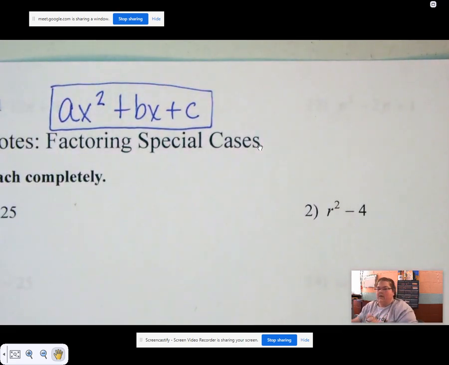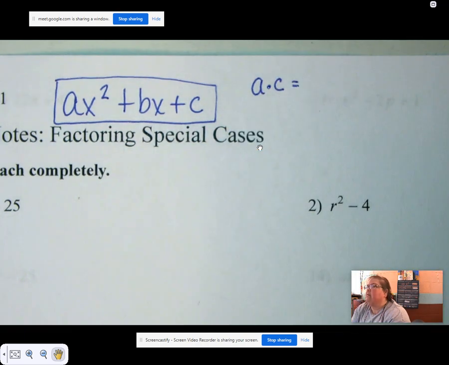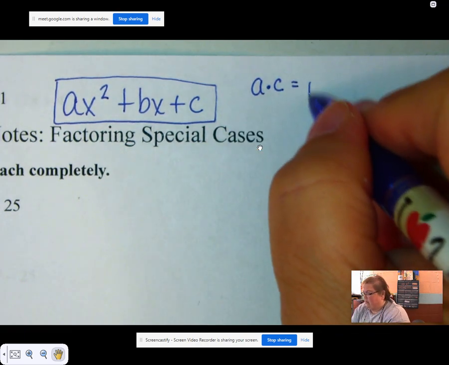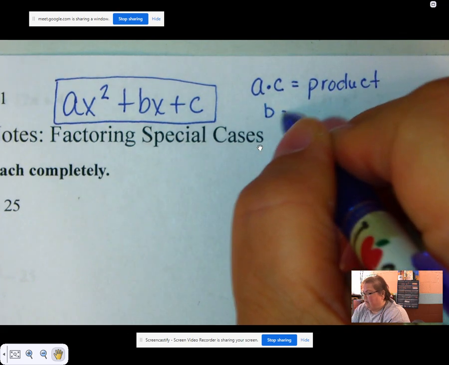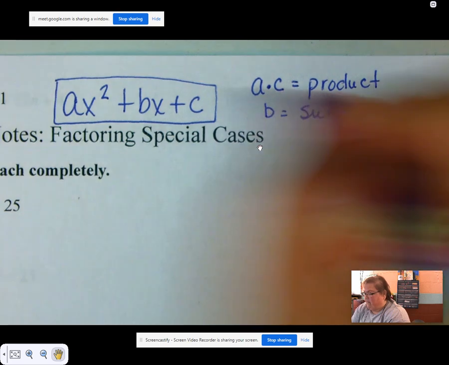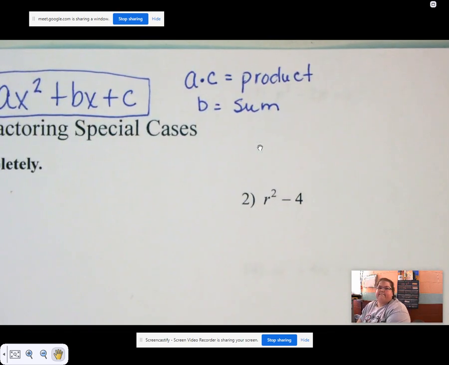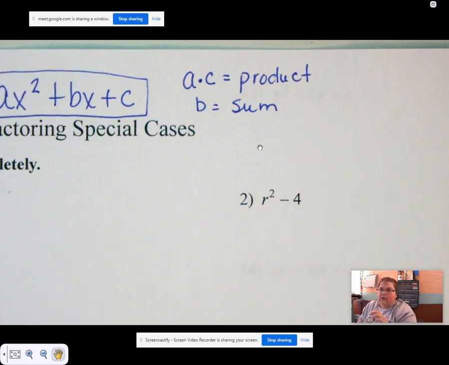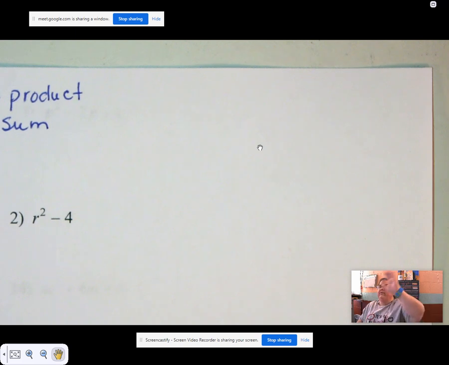All right? And then what does a times c give me? Product. And what is b? The sum. Okay. Just a couple of little notes to self here. Okay. So you have copies of the big notes from day one and day two of factoring, where a equals one and a is greater than one.